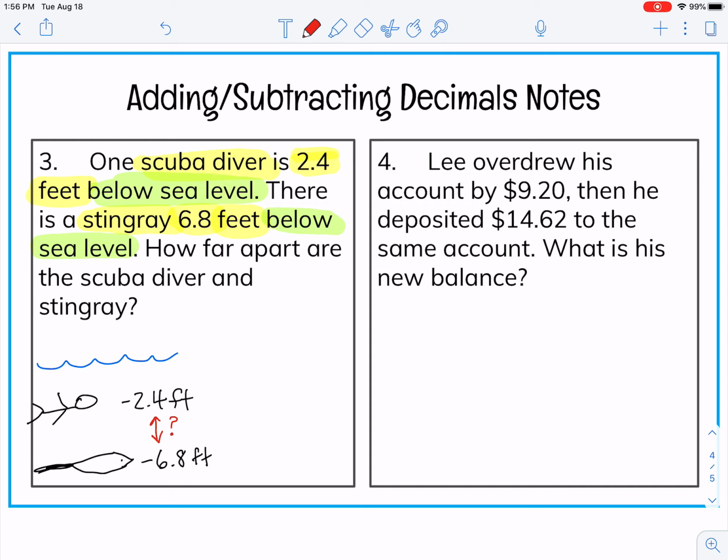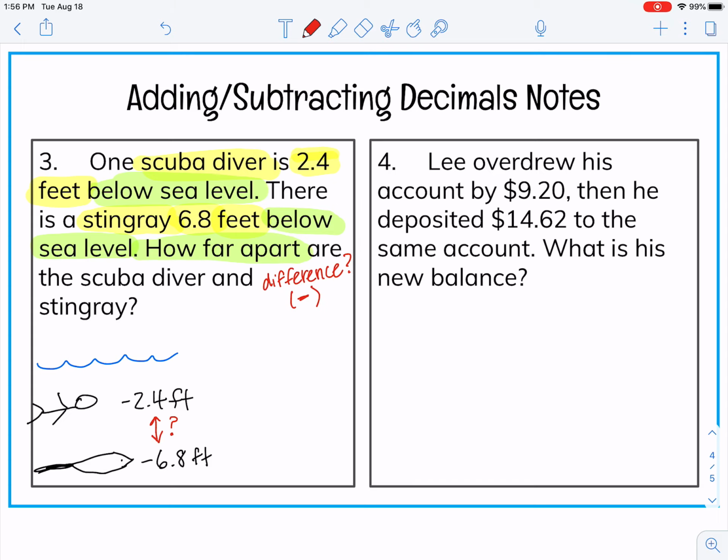So a nice little picture should help us a little bit in elaborating what this word problem is telling you. Now we can figure this out by finding the difference, because when it says how far apart, that's the same thing as saying what is the difference. And when we say difference, a lot of students say that means subtracting. So we are going to subtract.